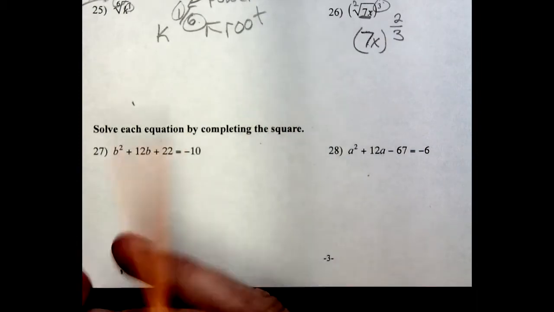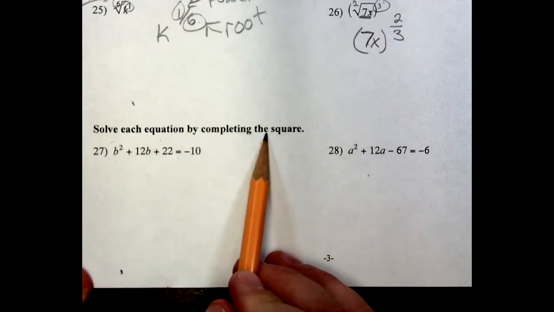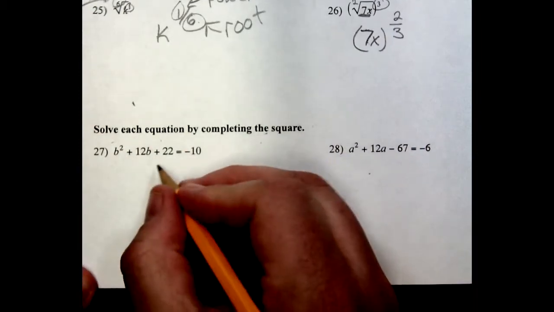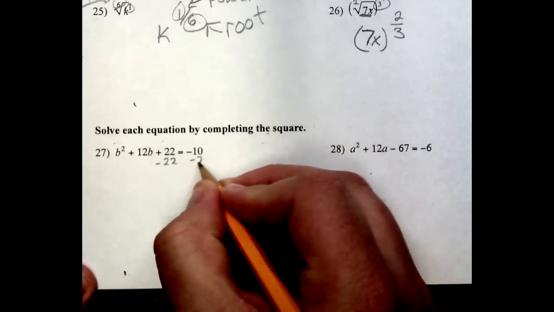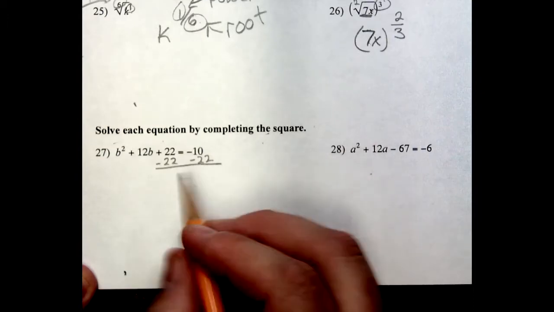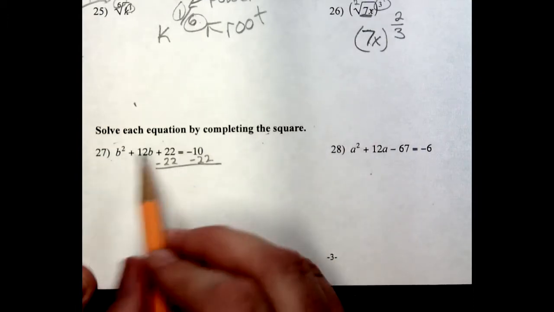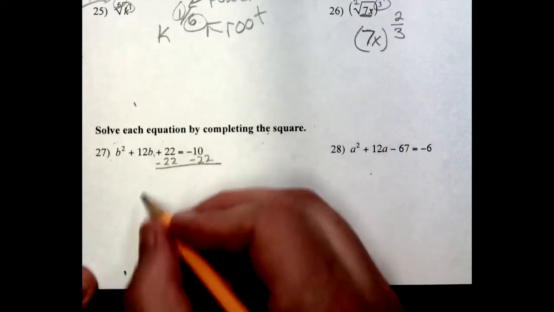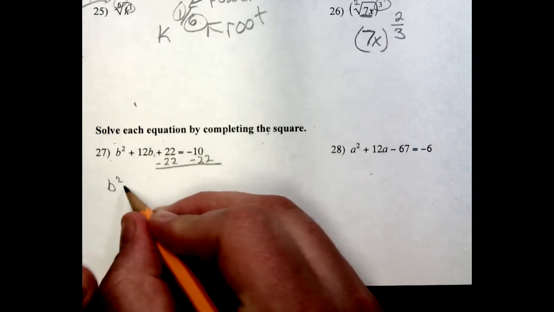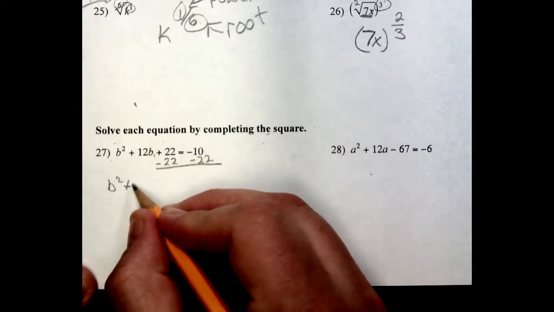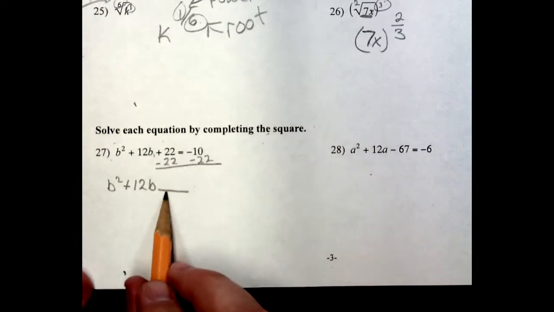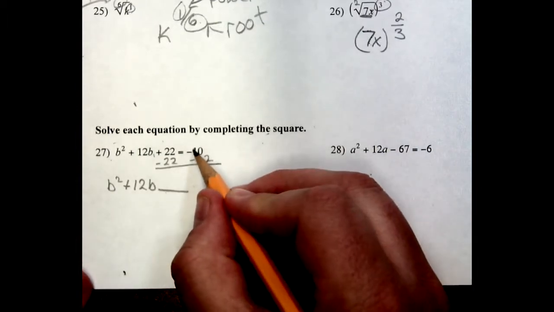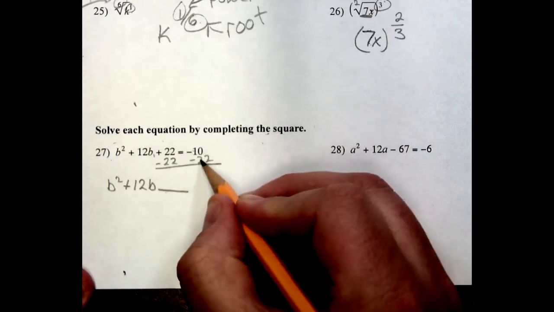Now to solve this one by completing the square, the first step is to subtract 22 from both sides. I want to get the numbers away. I just want the variables on one side and all the numbers on the other side. So I get b squared plus 12b, and then I'm going to put a line here because I'm going to put something in there in a second. But what is negative 10 minus 22?